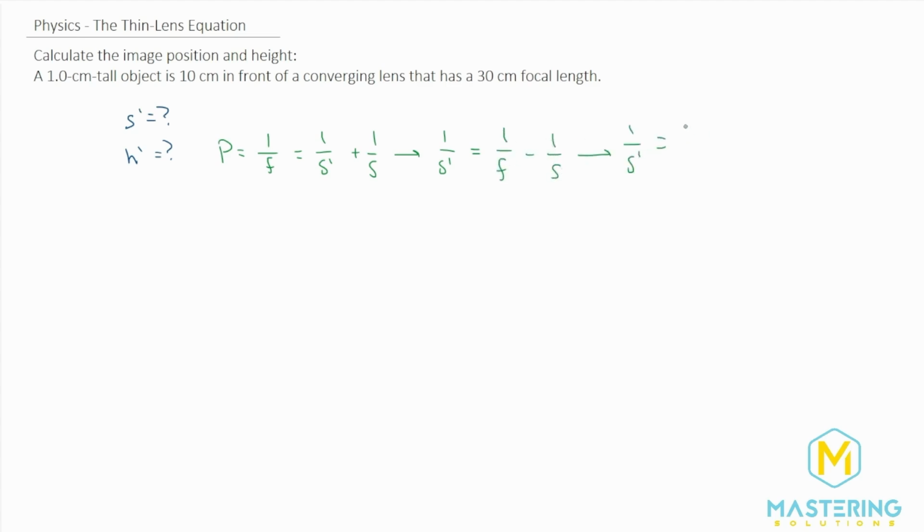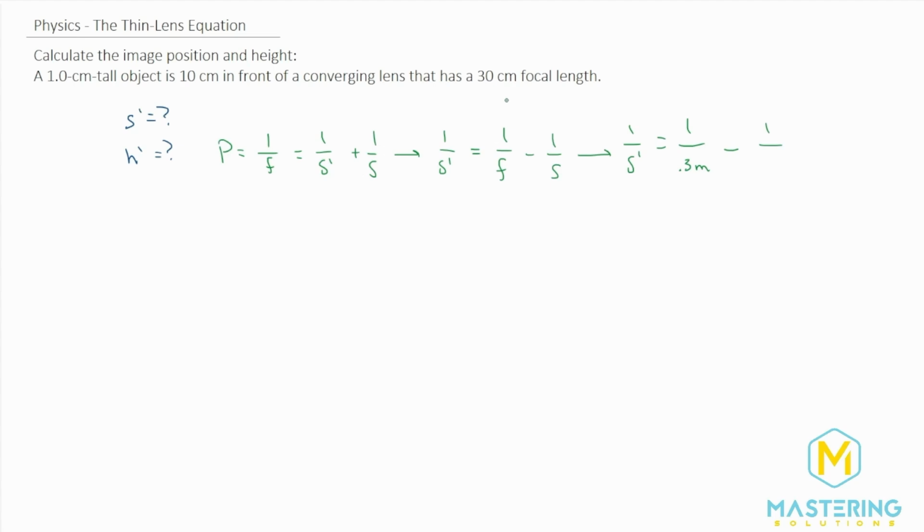1 over S prime is equal to the focal length, which in this case is a converging lens, so the power will be positive for a converging lens, negative for a diverging lens, and the focal length is 30 centimeters, which is 0.3 meters. We're going to subtract the object distance, which we're told is 10 centimeters in front of a converging lens. So this is inside the focal length, meaning it's closer to the lens than the focal length is. So this is going to give us a negative value for the image distance, meaning that it's a virtual image.